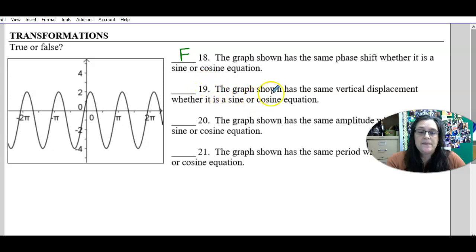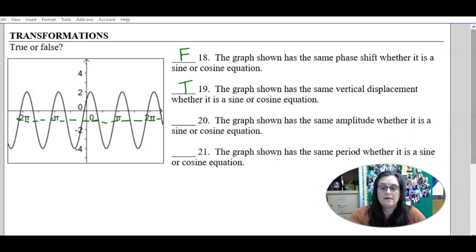Okay, number 19, the graph shown has the same vertical displacement, whether it is sine or cosine. The vertical displacement is the k in the equation. It's the midline on the graph, halfway between the extrema. And we can see in this graph, halfway between the max and the min is here at -1. So it wouldn't matter whether our graph was sine or cosine for the equation, we would produce the same vertical displacement regardless. So that would be true.